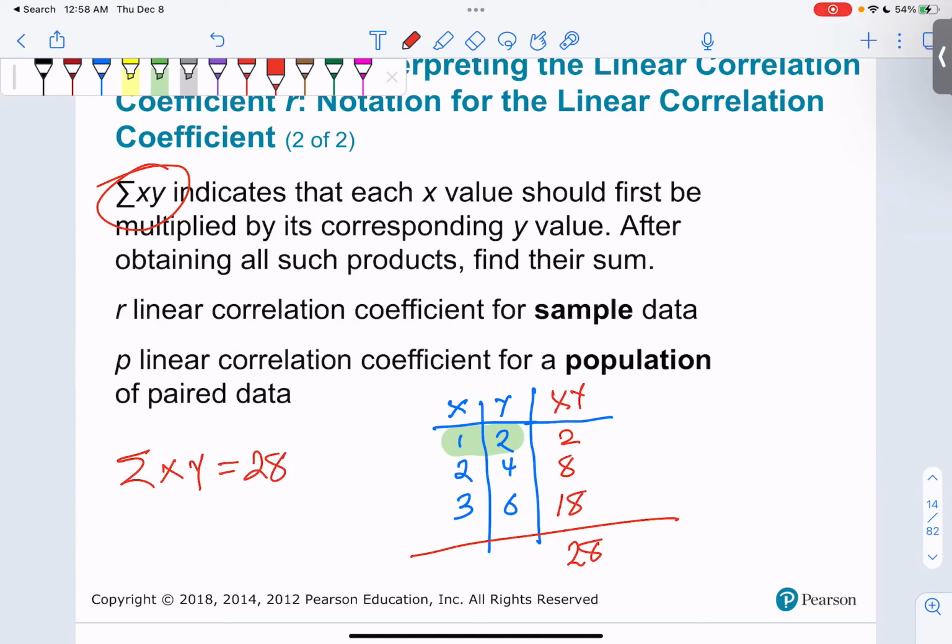Okay, and then remember, we have repeated this many times: the sample correlation is the linear correlation coefficient for a sample. And this one we call rho. Rho is the linear correlation coefficient for a population.